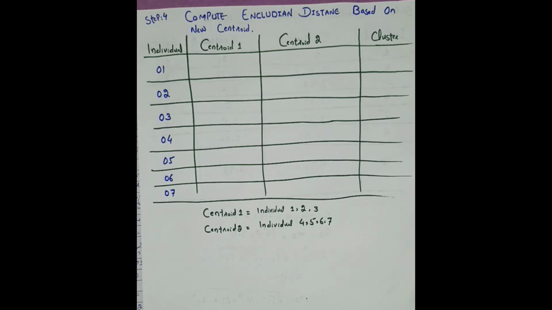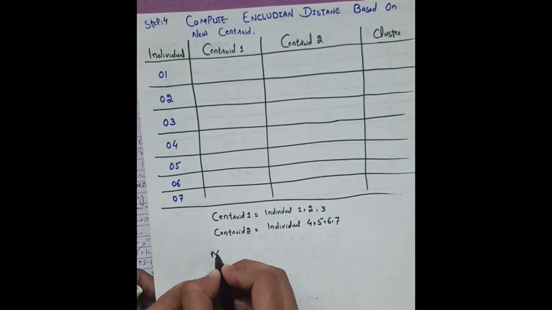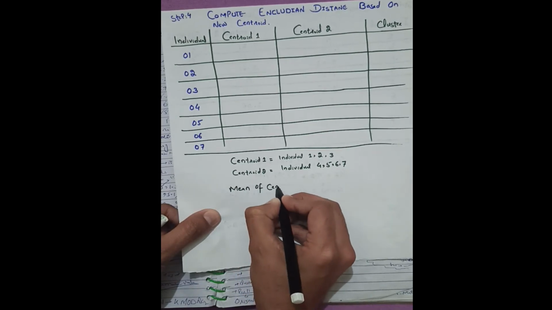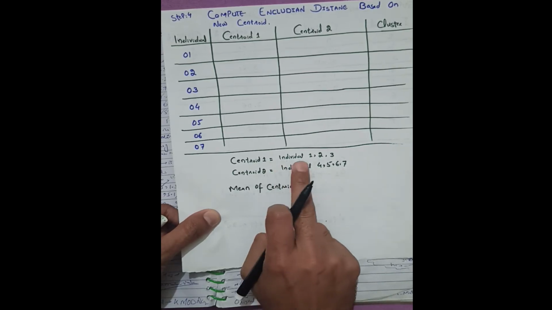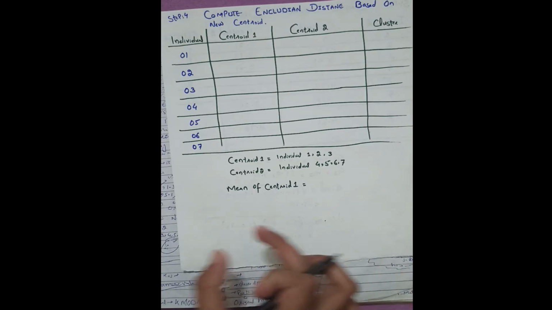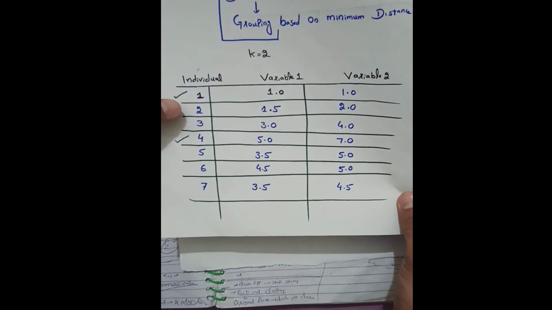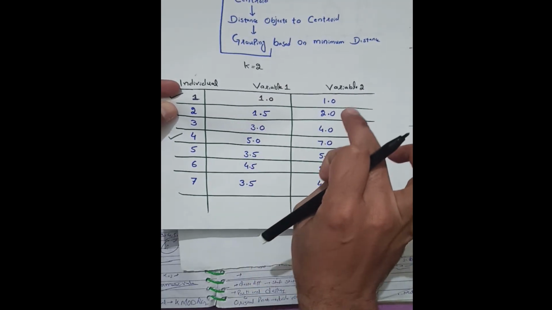That is very simple. For example, what will be the mean of centroid 1? Centroid 1 contains individuals 1, 2 and 3, so we use the original values. That is very important, don't mix it up with the distance values. So we have to compute the mean of the original values. Individuals 1, 2 and 3 have original values 1.0, 1.5, 3.0 for variable 1 and 1.0, 2.0, 4.0 for variable 2.